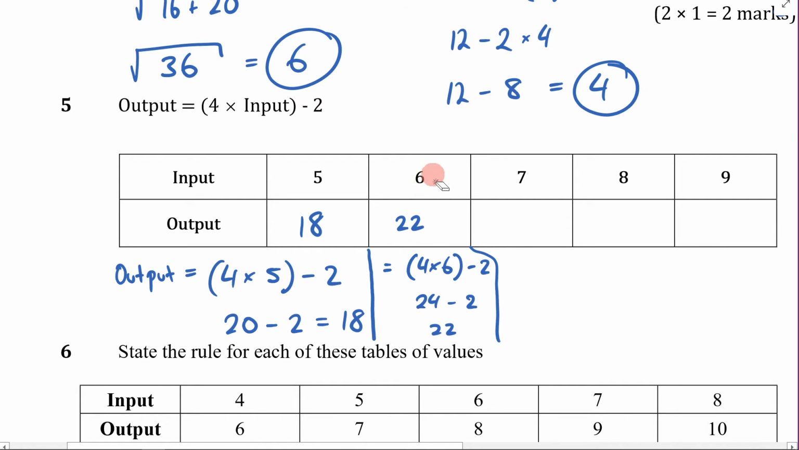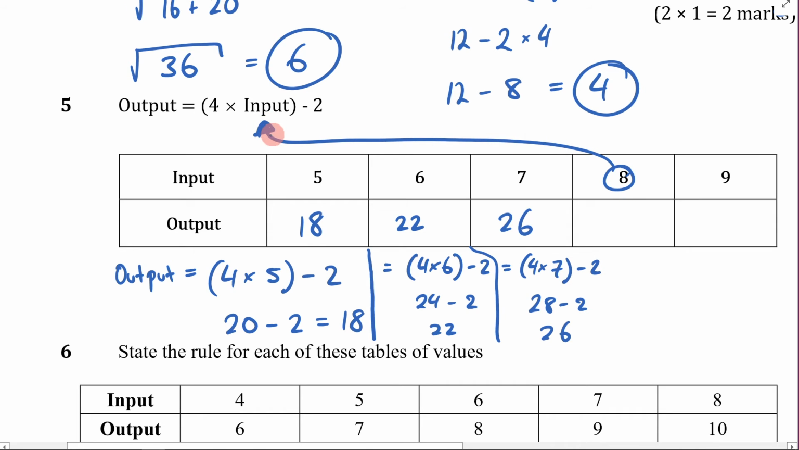And then you might be able to do some of this in your head. So we'll do one more together. We'll go 4 times 7 minus 2. 4 7s are 28, minus 2 is 26. And that's all you're doing. So now I'm taking 8 and I'm putting 8 into the input spot. 4 8s are 32, minus 2 is 30. Next one. I'm taking the 9 and I'm putting it into the input spot. 4 9s are 36. 36 minus 2 is 34. And we're done.